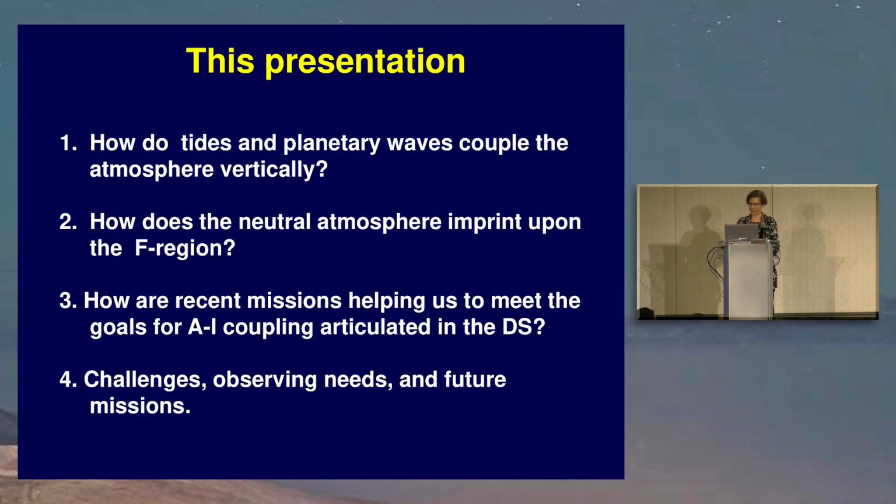So what I'm hoping to leave you with at the end of this presentation is some appreciation for how tides and planetary waves couple the atmosphere vertically, and how the coupling, as it's engendered within neutral atmosphere parameters, imprints upon the F region. How are recent missions helping us to meet the goals from the decadal survey of understanding atmosphere-ionosphere coupling, and what challenges remain?